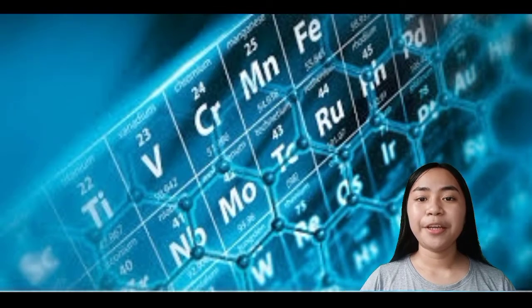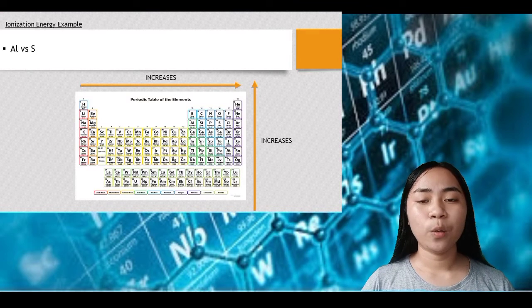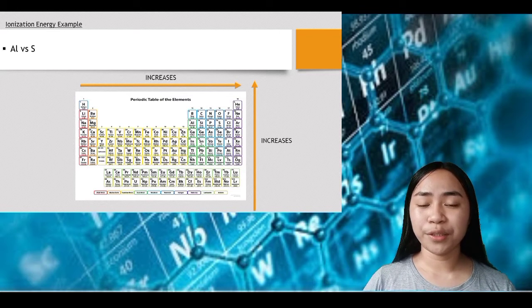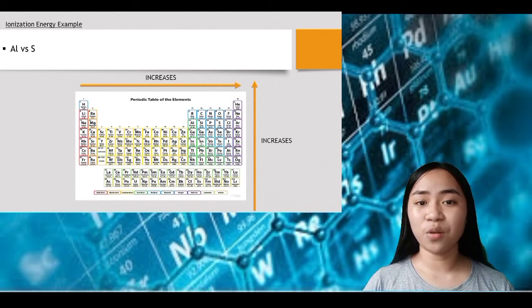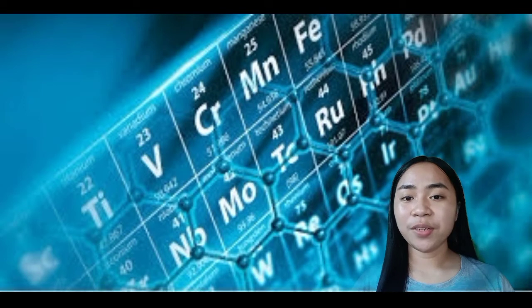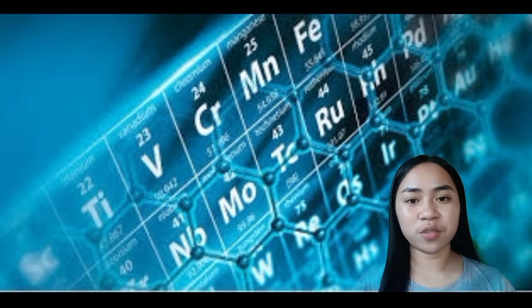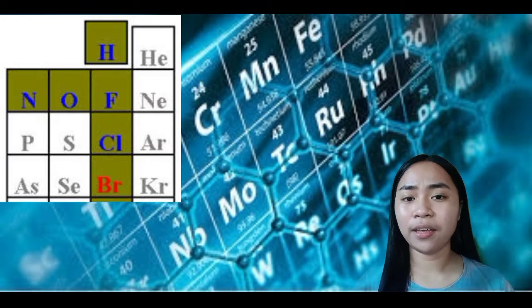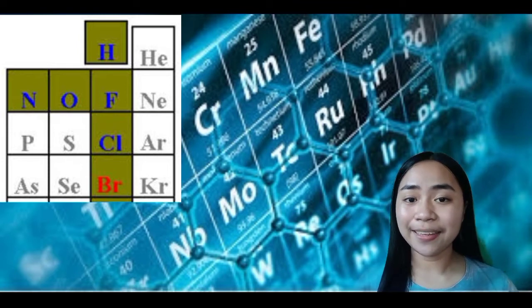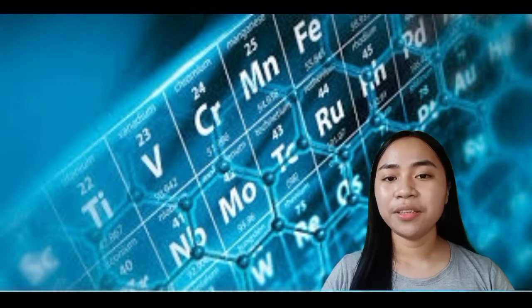Let's have an example. If we're going to compare sulfur and chlorine, which has the highest ionization energy? So what element is closer to fluorine? So it's sulfur. So the highest ionization energy is sulfur. There is also an exemption here. Take for example sulfur and oxygen. These two have the same distance to fluorine. In electronegativity, the higher up is the most electronegative. But in ionization energy, it's different. It cannot be determined.